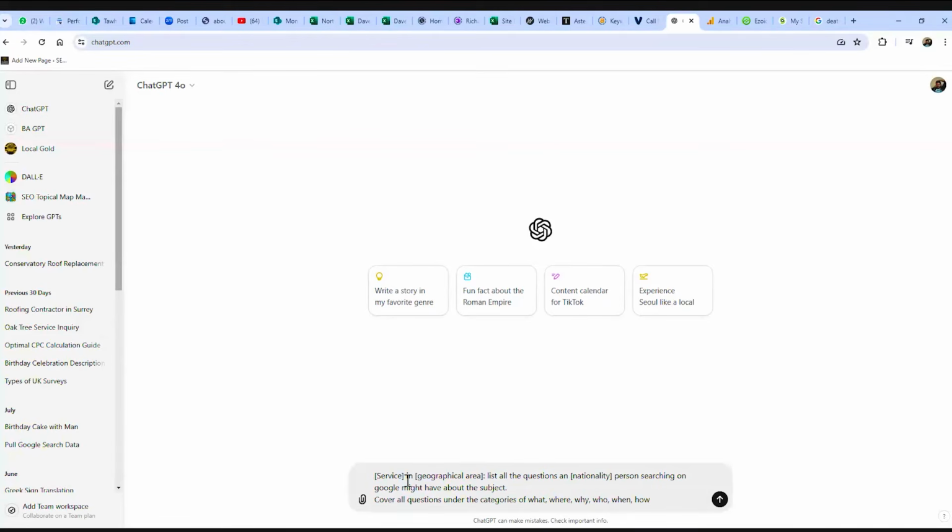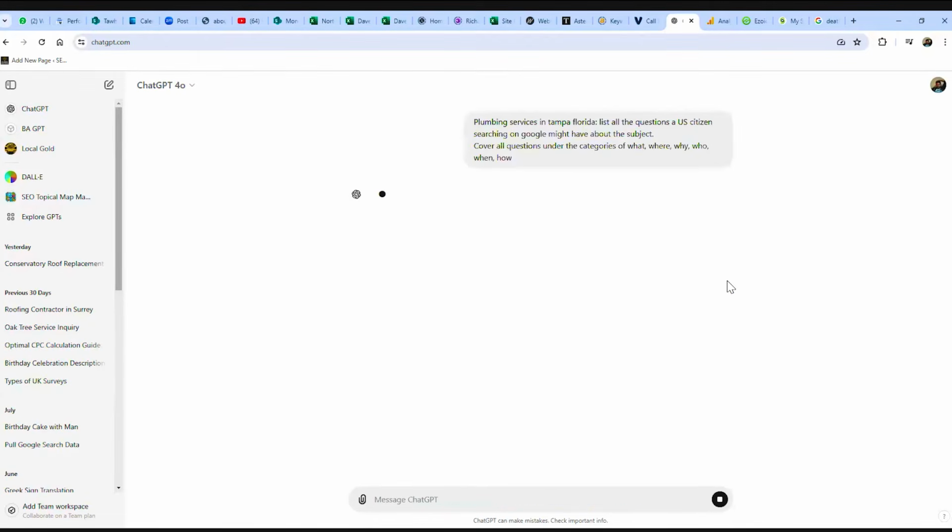Yeah, let's do plumbing services in Tampa, Florida, which is, I would say, like a mid-sized market here in the US. And then let's do the same thing, and we'll just do it for the United States as a whole after this and just see what pops up. Okay. So let's say US citizen, because it's going to be really clear on what that is. Okay, let's go. Let's see what it does.